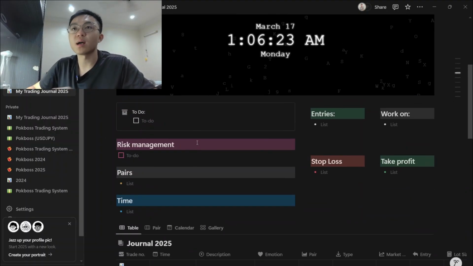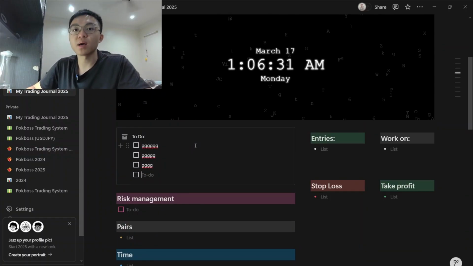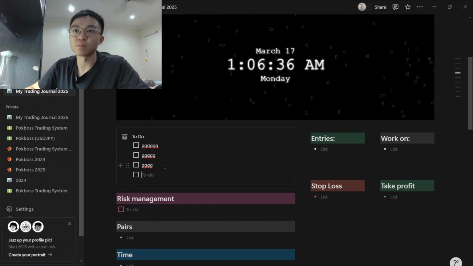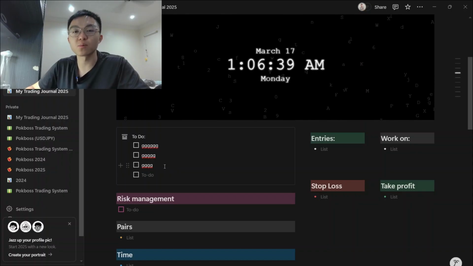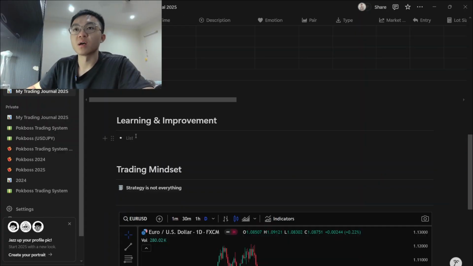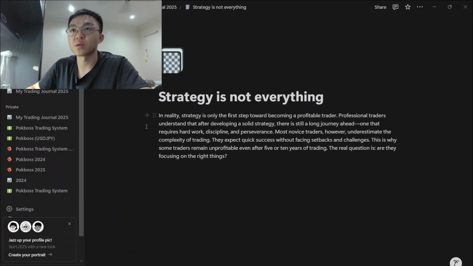So let's say if you want to add more things over here, you can just enter some add-ons on how you can do your own adding, because I'm not sure how many of you know how to use Notion, but this is how you can use it. And then the learning over here, you can just put it here, blah blah blah, and then enter. And then for the trading mindset, let's say if you want to add a new file over here, I open it up. This is a file, meaning that this thing inside itself has a file.